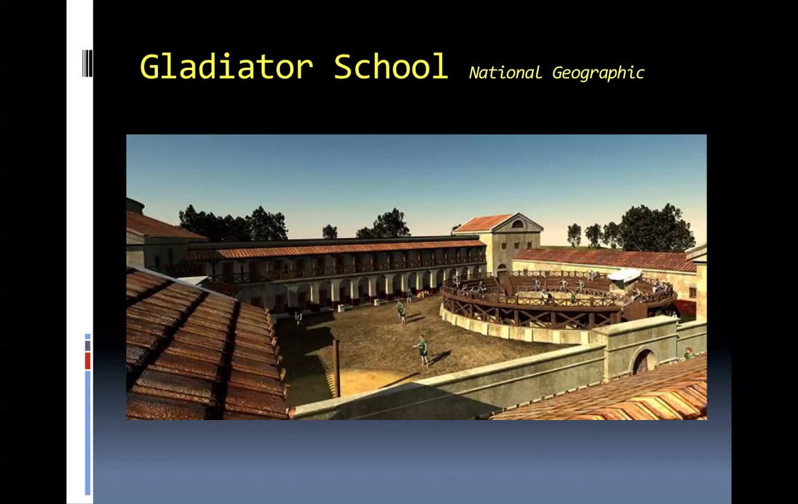Also indicating that gladiator contests happened in many places. We have evidence in North Africa, we have evidence in Spain, Asia Minor, and here is Austria, so up in Germany, the Germanic territories as well. So very popular throughout the empire, not just in the city of Rome.